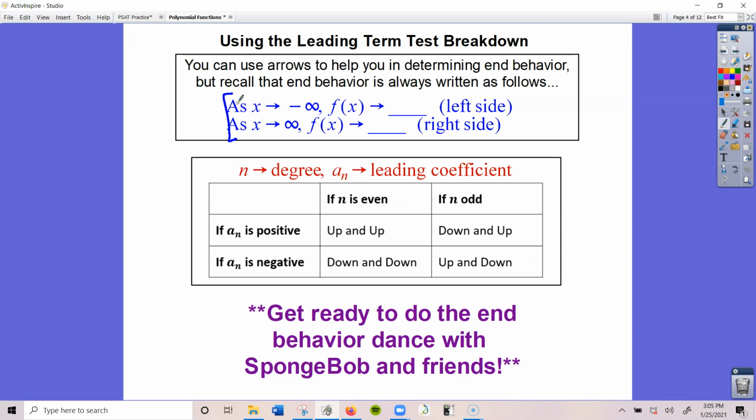It always starts off with as x is approaching negative infinity, which is the left side of the graph. So our left arrow, when we draw it out. And as x is approaching positive infinity, recall that that is the right side. And really all we're filling out is what the y values are doing here. But the statement, this is basically like a sentence frame. It's always going to be the same. Now here, if I had you in class, we would most likely do this end behavior dance.